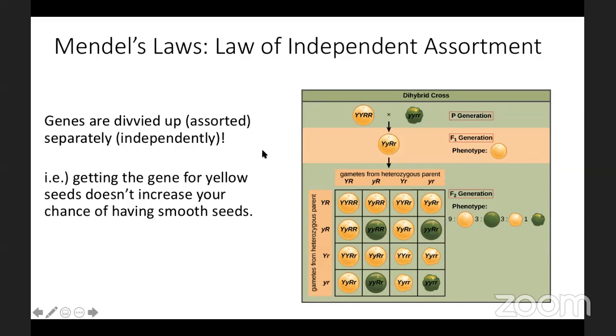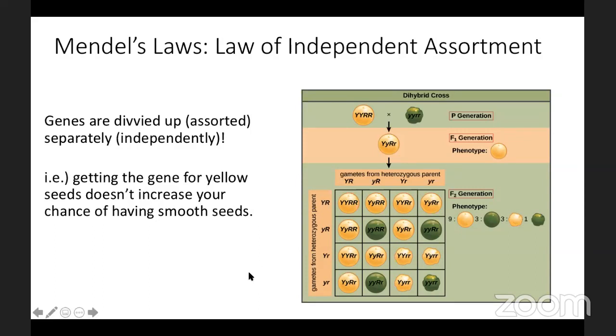And so the idea here is that genes are divvied up or assorted separately or independently. And so this was shown by that 9-to-3-to-3-to-1 ratio, right? And so the idea here is that just because you are inheriting a yellow seed color gene doesn't mean that you're also going to have a higher chance of having smooth seeds, right? It's still these genes are independently assorting.